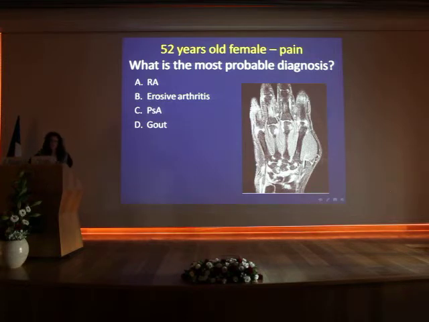So what do you think the most probable diagnosis is? Rheumatoid arthritis, erosive arthritis, psoriatic arthritis, or gout? RA, yeah. And why do we think that this is RA? We see all these inflammatory findings in the proximal part of the joint. We see them in the carpus, and in the metacarpophalangeal joint. So this is a clue that it's rheumatoid arthritis, while erosive and psoriatic arthritis are usually in the distal part of the hand or the feet. And gout? Gout we usually see anywhere.